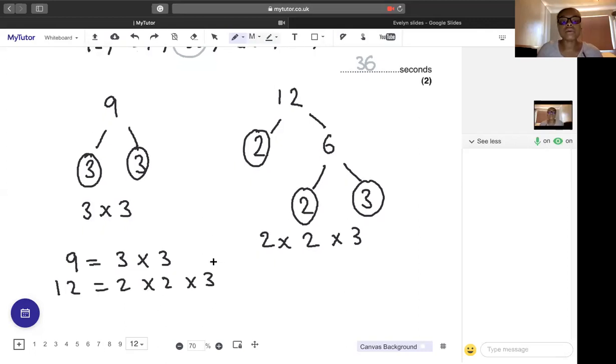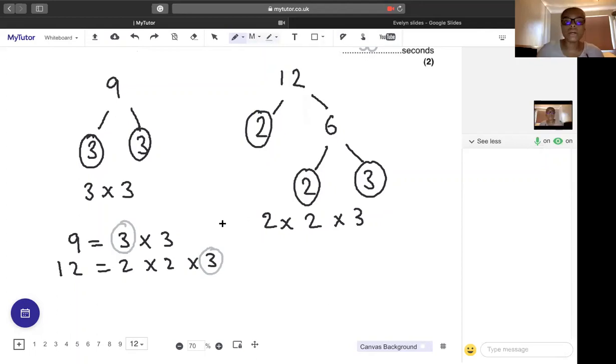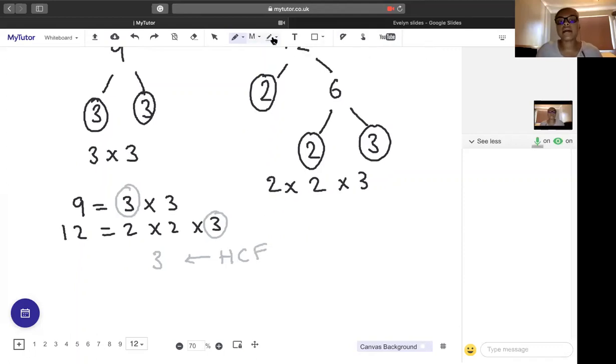So the highest common factor for 9 and 12 would be 3, because 3 is the only prime factor which occurs in both 9 and 12. There's no other numbers which we haven't already circled here which appear in both 9 and 12. So here our highest common factor is 3, and we're going to use this to work out our lowest common multiple. So we've used this 3 and we've used this 3.